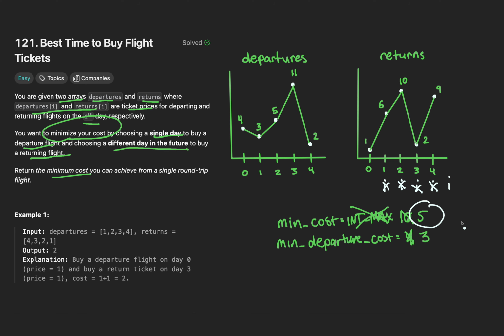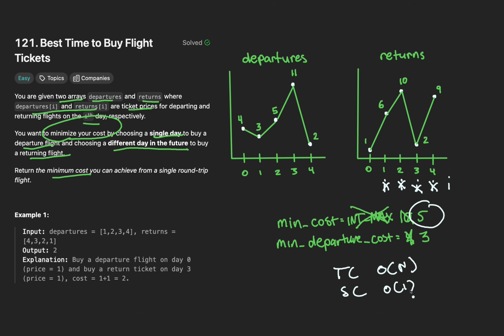And just for reference, that meant that we flew out on day 1 for a price of 3, and flew back 2 days later on day 3 for a price of 2. This led to the cheapest option possible of the 5. The time complexity is big O(n) because we only had a single pass, and the space complexity is big O(1). Alright, I hope that made sense.